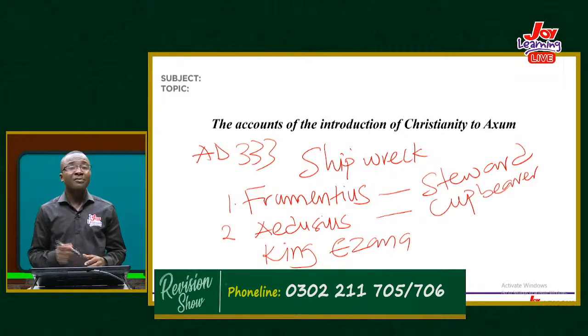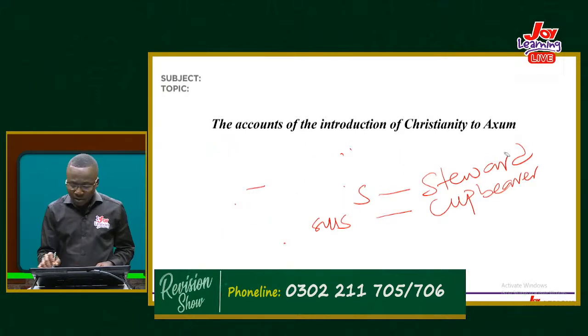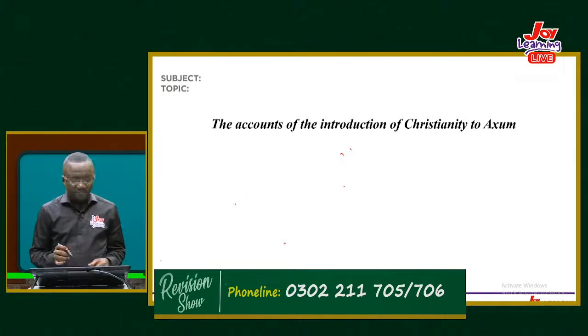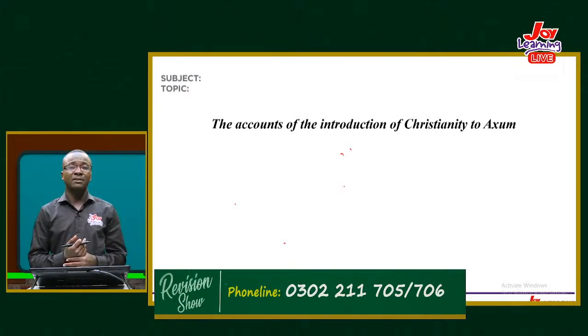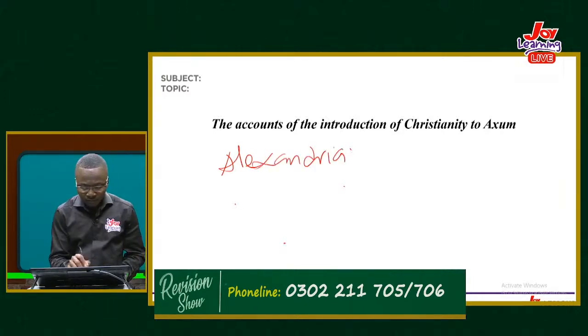Now, we are told that Frumentius went to Alexandria in Egypt to recruit a bishop for the church in Axum. Now, when he got to Alexandria in Egypt, one of the Christian patriarchs by name Saint Athanasius. Frumentius decided that now that Christianity has been established as a state religion and churches have been built, we need to have a bishop. So he went to Alexandria in Egypt.